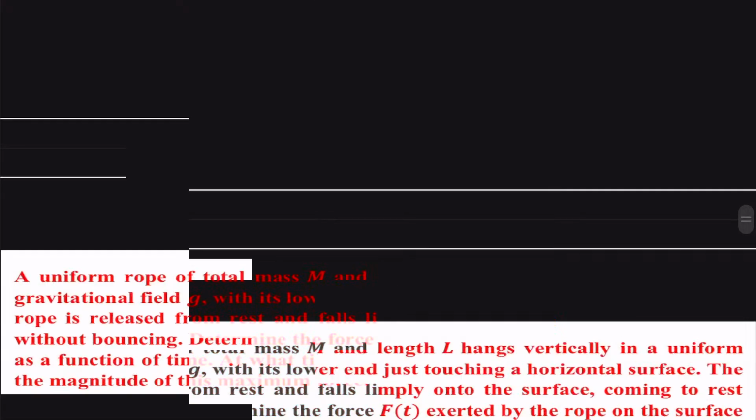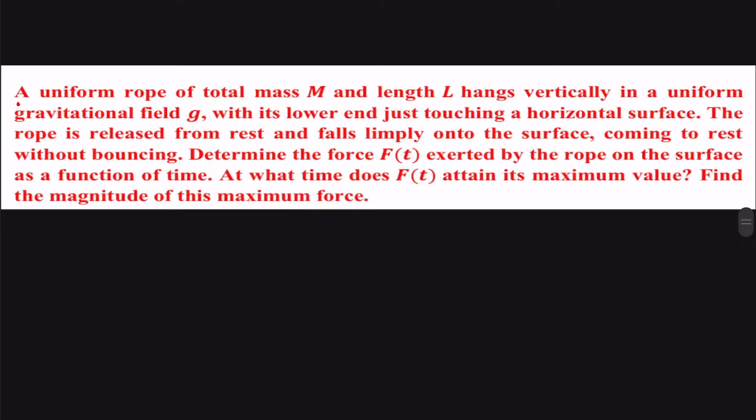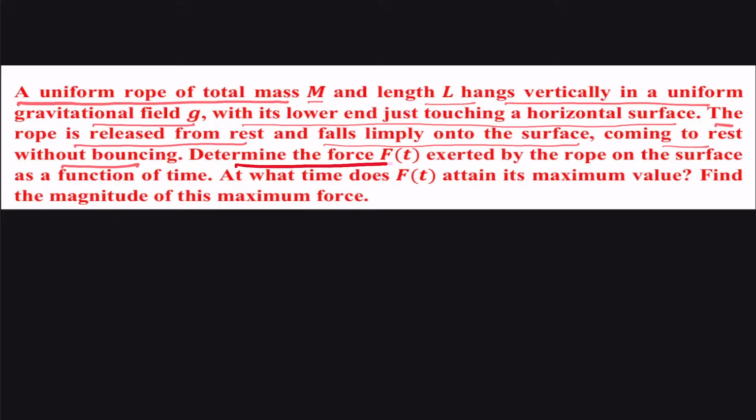Come to the third question. In this third question, we are given that a uniform rope of total mass M, length L, hangs vertically in a uniform gravitational field g, with its lower end just touching the horizontal surface. The rope is released from rest and falls limply onto the surface, coming to rest without bouncing. Determine the force F(t) exerted by the rope on the surface as a function of time. At what time does F(t) attain its maximum value? Find the magnitude of this maximum force.